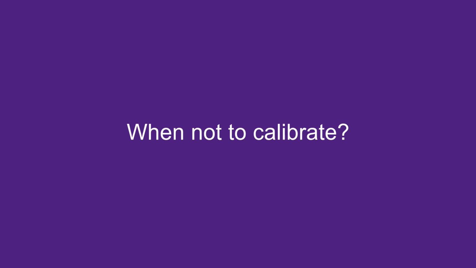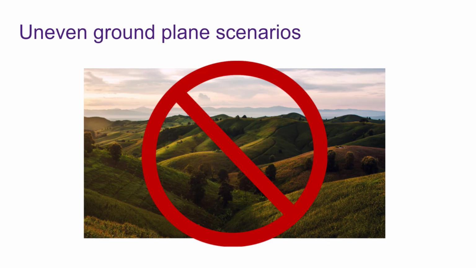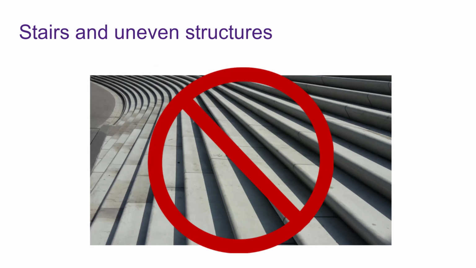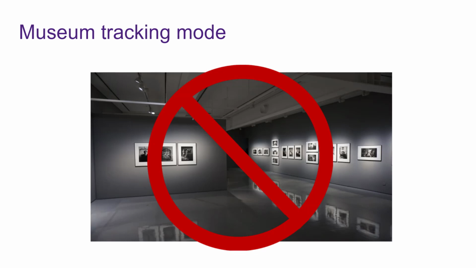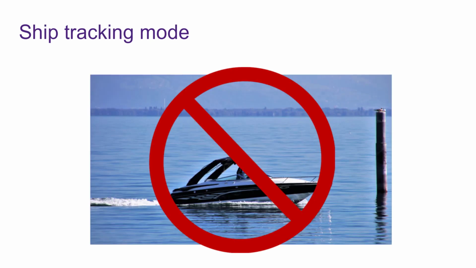There are a few situations when calibration is not advised. When calibrating, the camera assumes that the environment consists of a single flat horizontal ground plane. Do not calibrate if the ground is not flat or if the ground is not horizontal, like in scenarios with stairs or multi-level structures. As well, the calibration is going to be ignored in situations where you want to use museum mode or ship tracking mode.